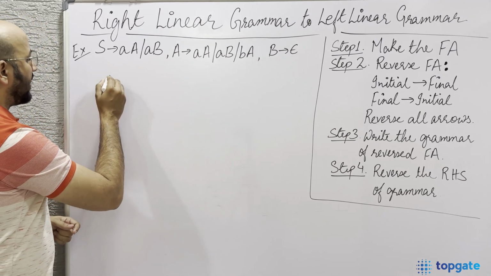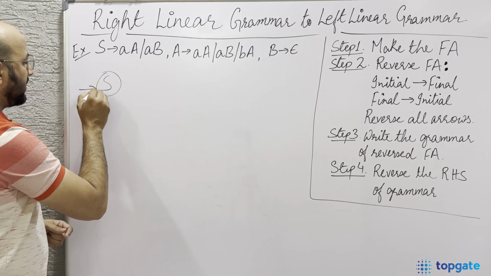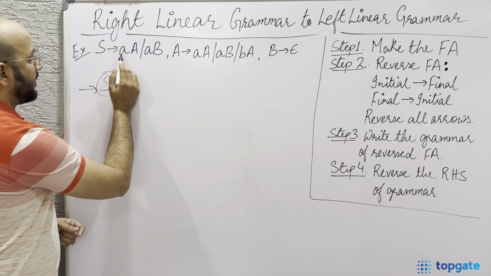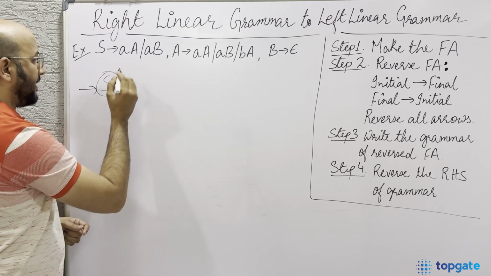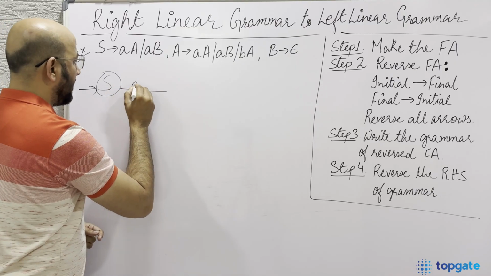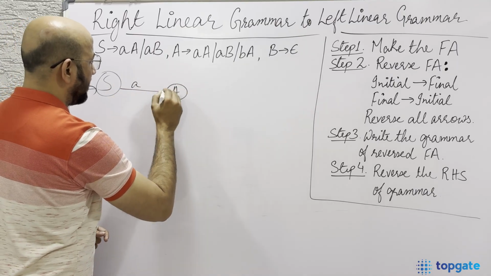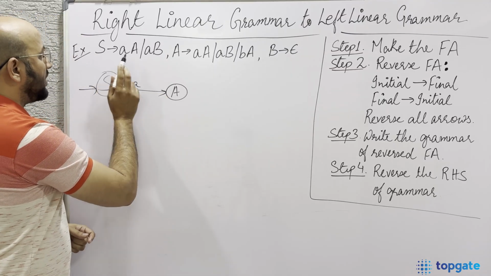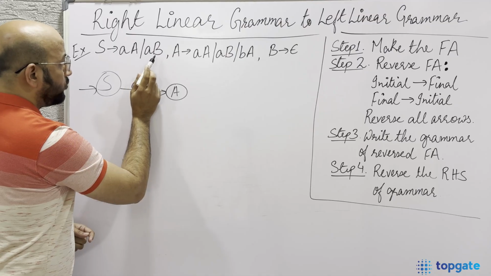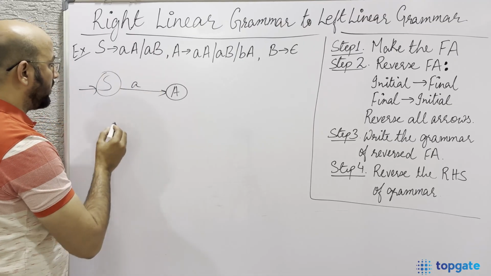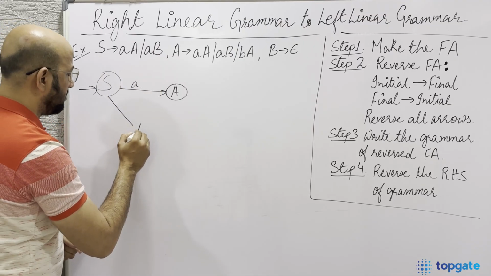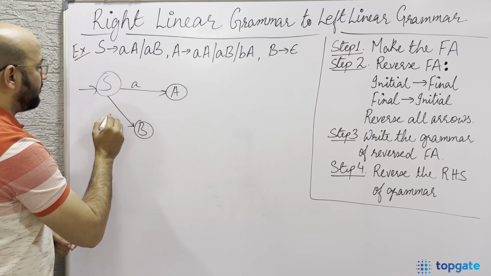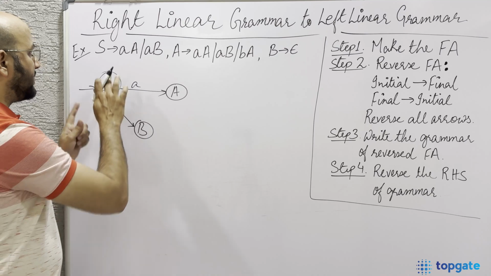So first of all, we have the initial state, that is S. Clear? Now on S it is saying that with input alphabet A, you will move on to a state A. So I'll apply input alphabet A and move on to the state A. Clear? Then again it says that on S, if you apply input alphabet A, you will move on to the state B. So I'll make a state B and then connect this S with B with input alphabet A. So S is complete now.